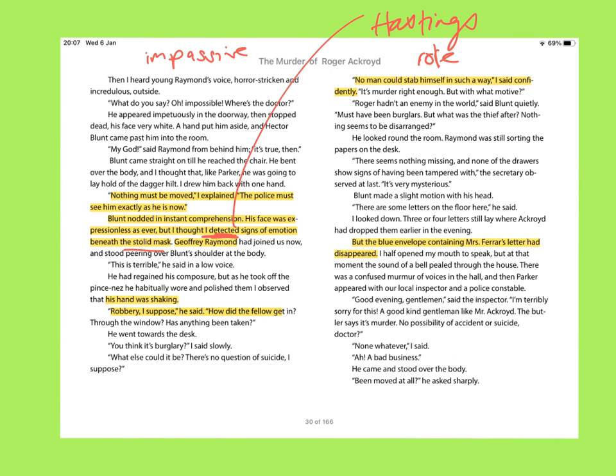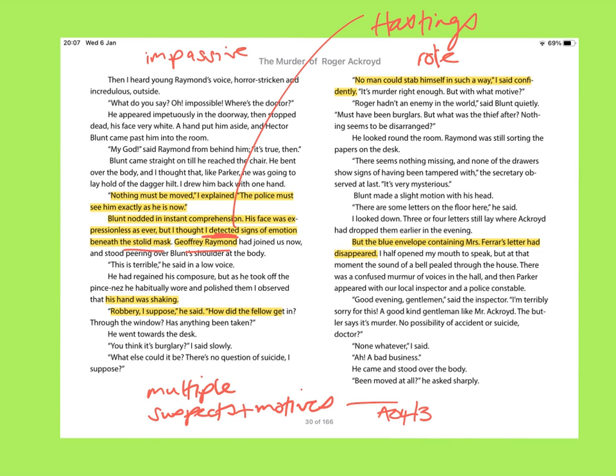Here's another character brought into this suspicion in the narrative. Geoffrey Raymond, hand was shaking. "Robbery, I suppose," he said. "How did the fellow get in?" So we're getting multiple motives as well as multiple suspects. So the plot is complicated, deliberately so. This is what writers of whodunits like Christie set out to achieve.